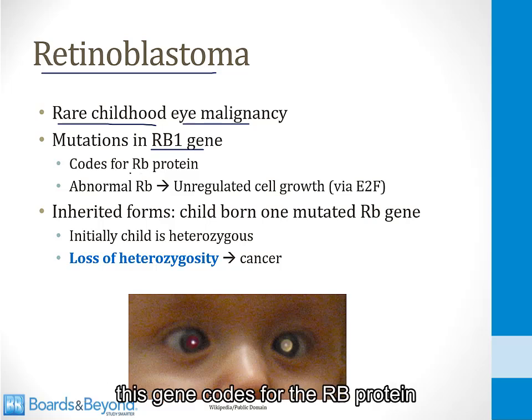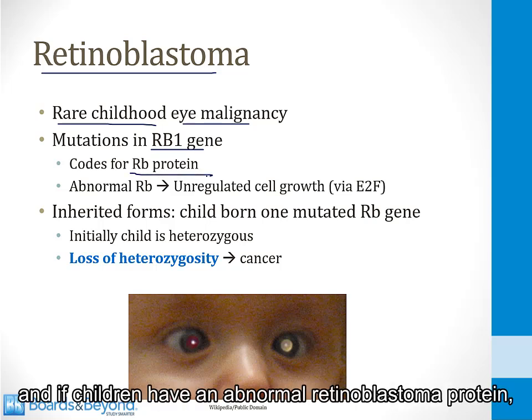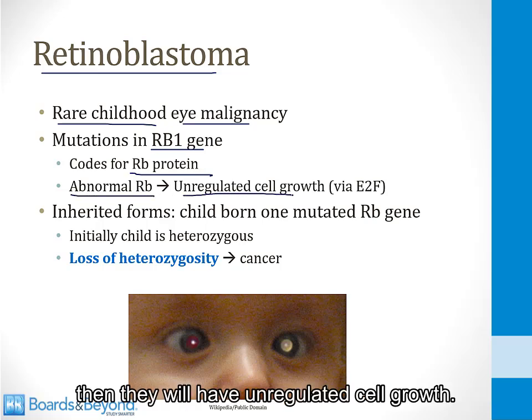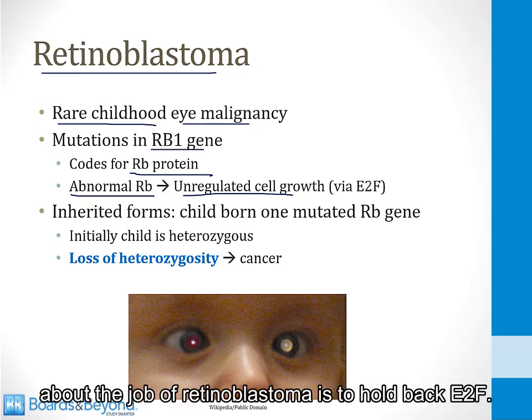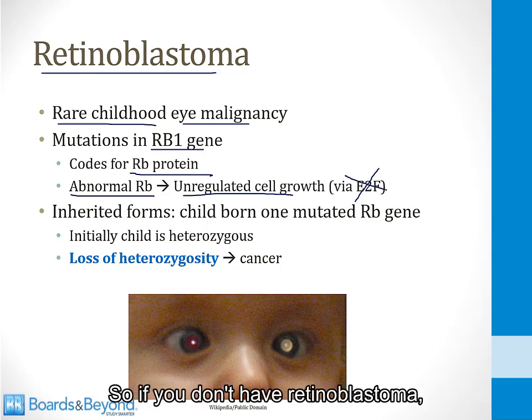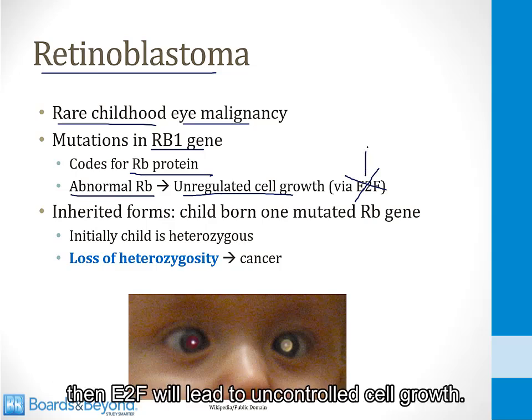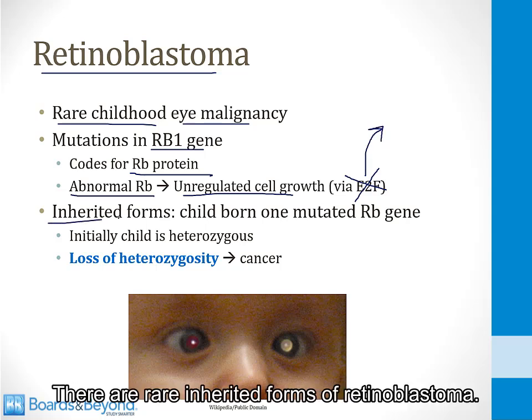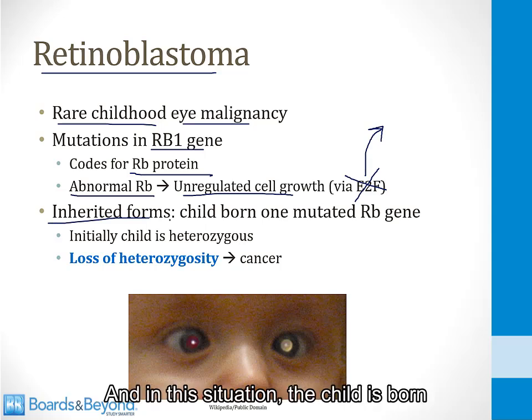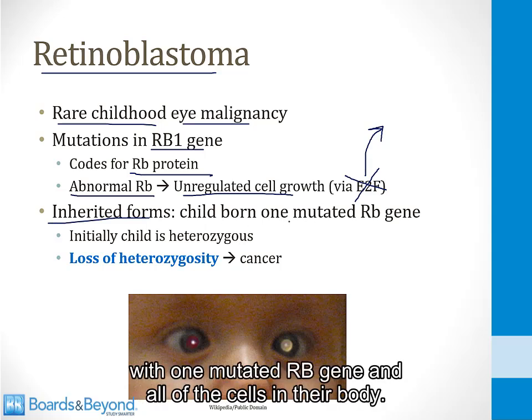This gene codes for the RB protein, and if children have an abnormal retinoblastoma protein, then they will have unregulated cell growth. So just like we've been talking about, the job of retinoblastoma is to hold back E2F. So if you don't have retinoblastoma, then E2F will lead to uncontrolled cell growth. There are rare inherited forms of retinoblastoma, and in this situation, the child is born with one mutated RB gene in all of the cells in their body.